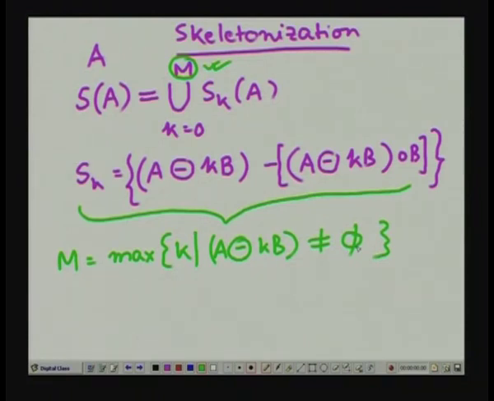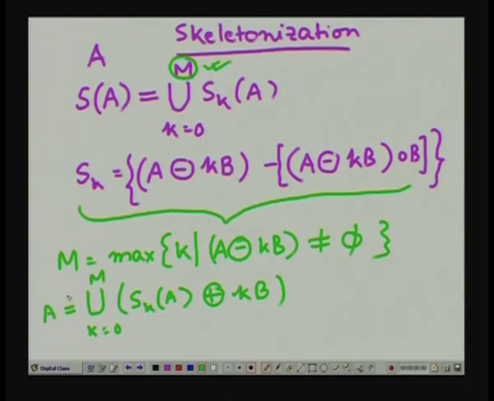So, this can be done in this fashion. Given the skeleton of A, when we have all the subskeletons SKA, what we can do is erode this SKA with the structuring element successively k number of times, where SKA is a subskeleton, and take the union of this for k equal to 0 to capital M, and this is what is our original point set A.